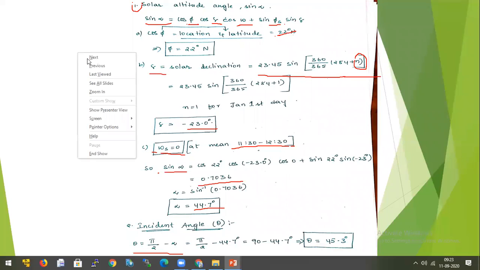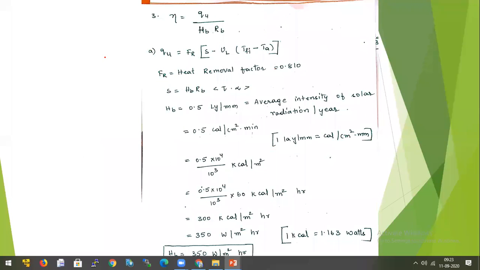And the third bit. This is a big solution we have to find out for the third bit. All the formulas for the collector efficiency should be found separately. First we will see the formula, and then the calculations we require. What is eta? The collector efficiency is equal to QU by HB into RB. So we have to calculate separately the QU value, the HB value and the RB value.